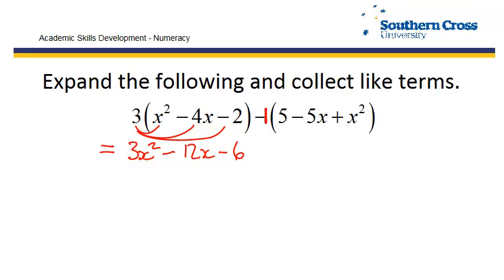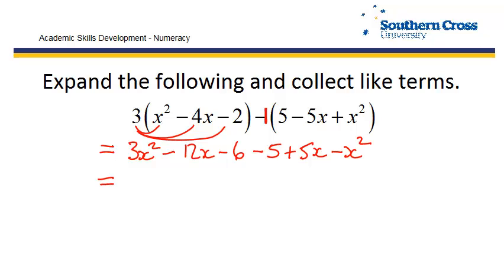Now this time we need to think of each term inside this second bracket as being multiplied by -1. So -1 times 5 is -5. -1 times -5x is plus 5x. And -1 times x squared is -x squared.